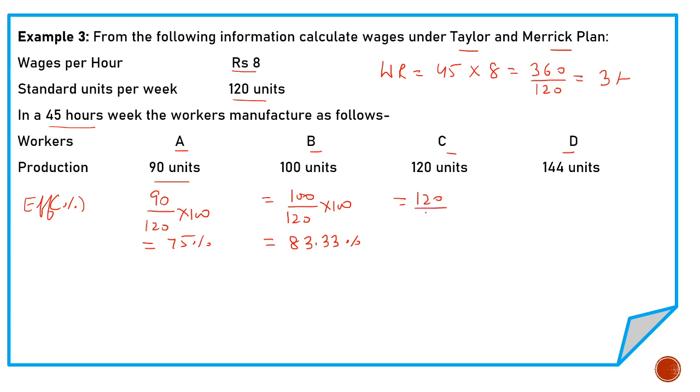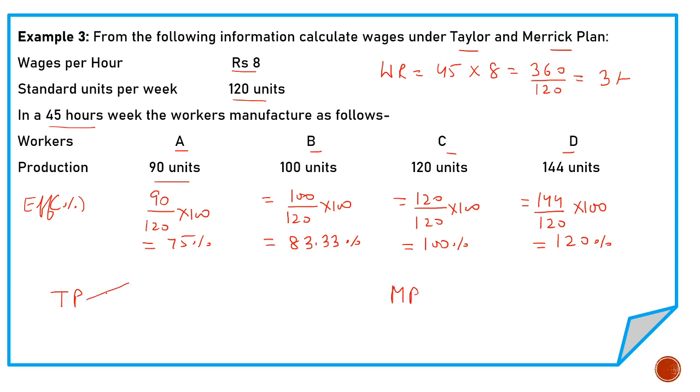Worker C manufactured exactly equal to standard output. So 120 divided by 120 into 100. So worker C's efficiency is 100% and worker D manufactured more than standard output. So the efficiency of worker D is 144 divided by 120 into 100. So the efficiency of worker D is 120%. Now with the help of this efficiency we calculate wage rate per unit for all these workers according to Taylor plan and Merrick plan. So first we take Taylor plan.